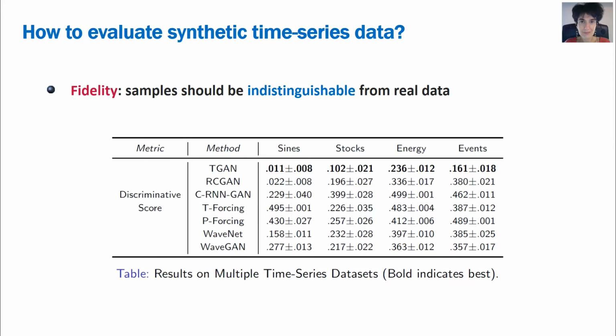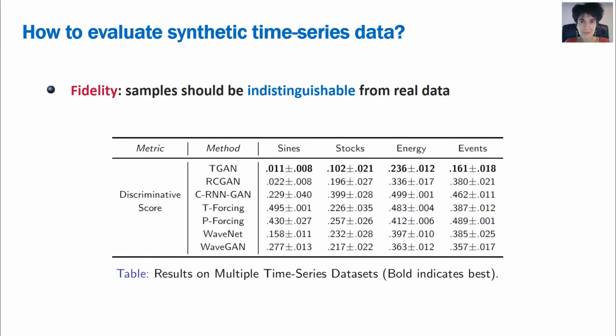And to assess the quality of the generated data, we are again focusing on the three desiderata that we discussed before. We start with fidelity. And again, fidelity means that the samples should be indistinguishable from the real data. So for that, we are going to focus, as shown in here, on discriminative scores. And for a quantitative measure of similarity, we train a post-hoc time series model to distinguish between sequences from the original and the generated data.